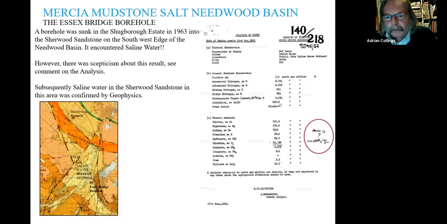I want to talk about the Essex Bridge borehole. This was sunk in the Shugborough estate in 1963 into the Sherwood Sandstone on the southwest edge of the Needwood Basin. It encountered saline water. However, there was scepticism about the result. See the comment on the analysis. Somebody said, I doubt it, against 12,100 chloride. However, subsequently saline water in the Sherwood Sandstone in this area was confirmed by geophysics to date.